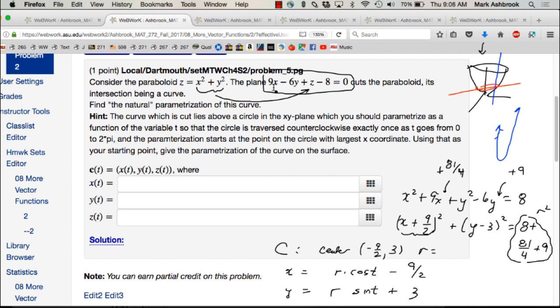Plug in the x that we just found here, plug in the y that we just found here. Now those are both in terms of t, and then you can solve for z in terms of t. So it'd be 8 minus 9 times this x plus 6 times this y. And that will be your z in terms of t.